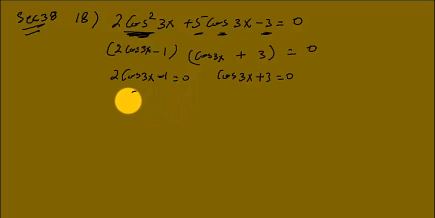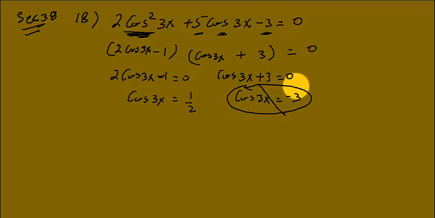Okay, I'm going to have a cosine of 3x is equal to positive 1 over 2. And here I'm going to get cosine of 3x is equal to negative 3. Alright, I can trash that because the least the cosine is going to be is negative 1. So I get nothing from that. So what's left is cosine 3x is equal to 1/2.